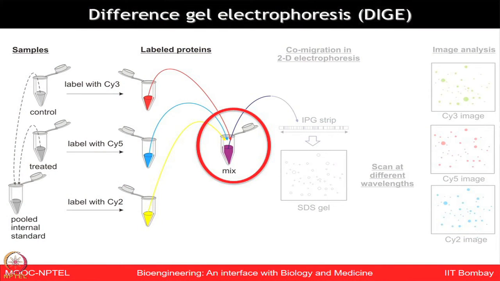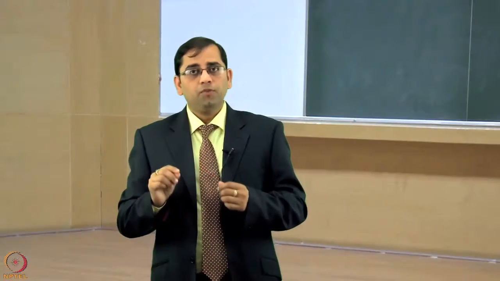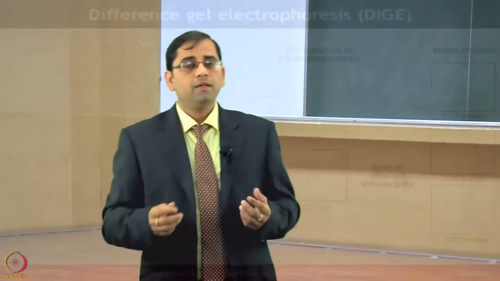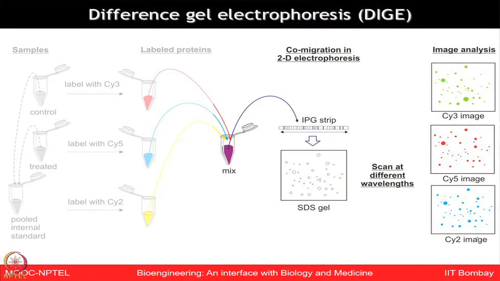So, let us say H1 plus D1 plus internal standard, those three you have mixed together and now made a pool in a tube, and from there onwards the process becomes exactly similar to what you have done in 2D electrophoresis. So, now you can rehydrate this protein pool which has all three types of samples, your healthy individuals, diseased individual and the pooled internal standard, and it has those dyes with which you have labeled the proteins.